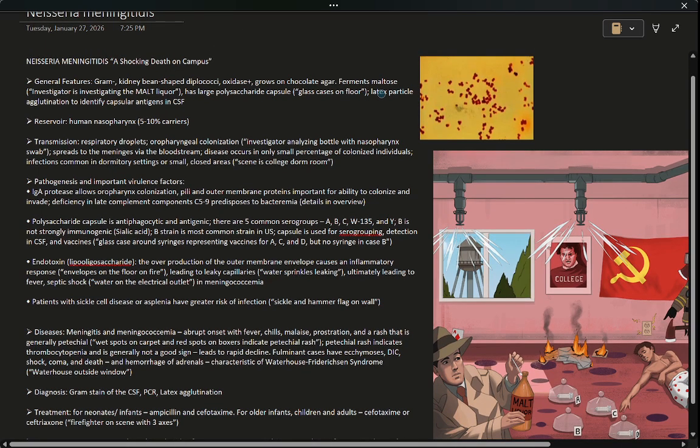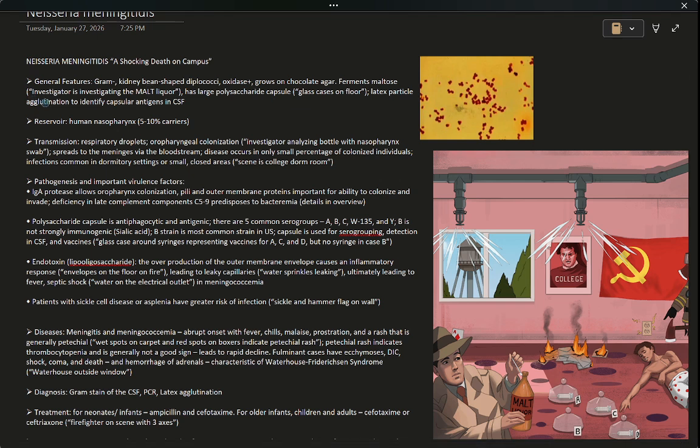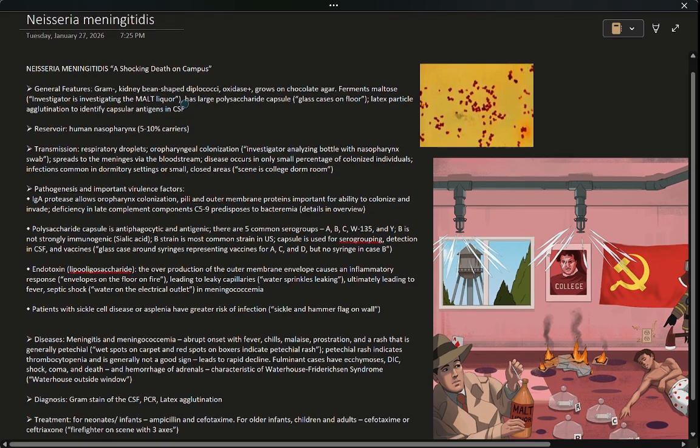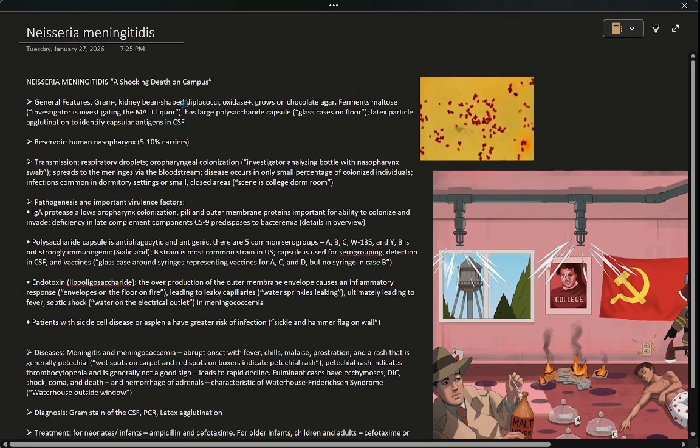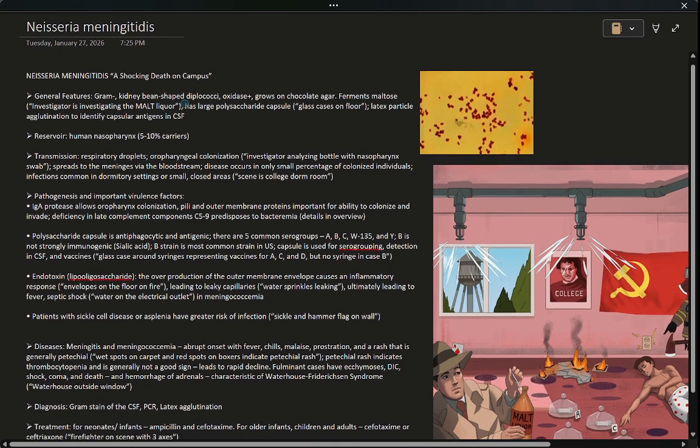And most importantly, a latex particle agglutination can be utilized to identify capsular antigens of this bacteria in cerebrospinal fluid, whenever we suspect some meningitis being involved behind a patient's symptoms.